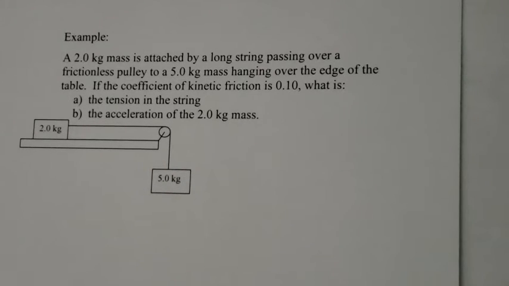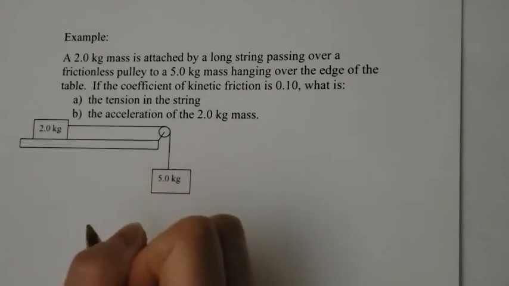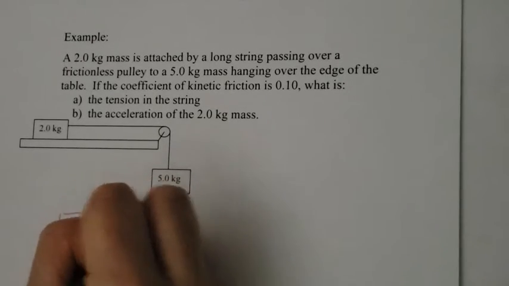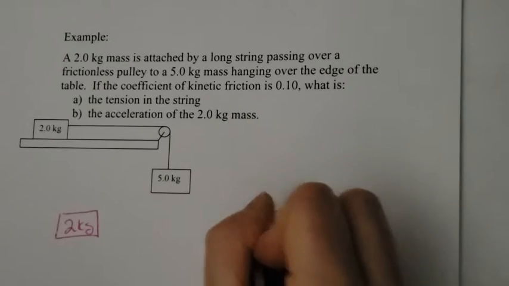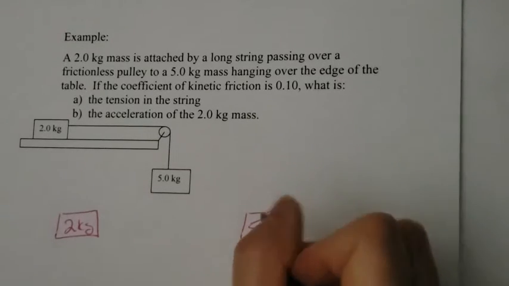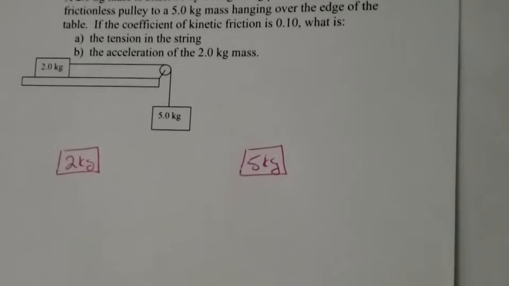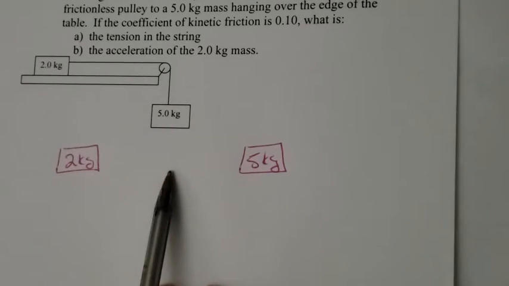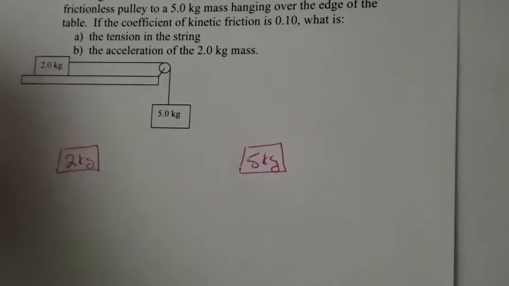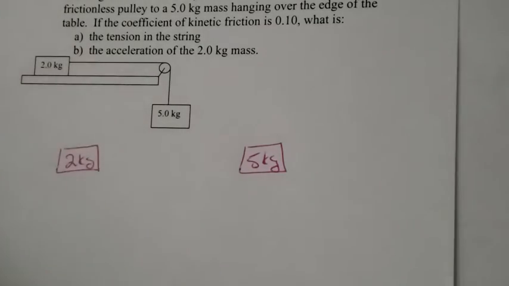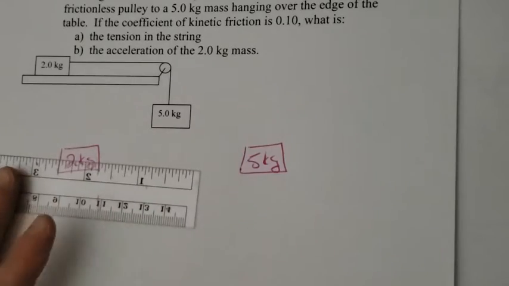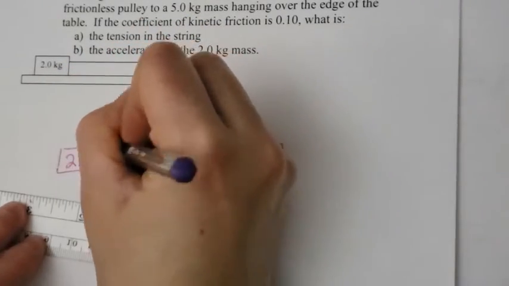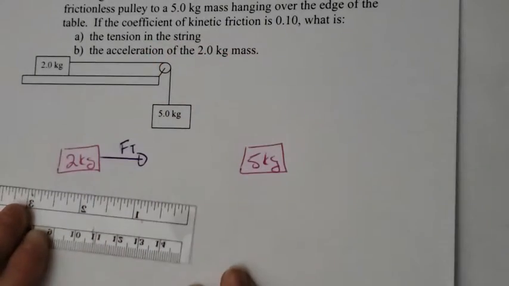The first thing you do is you always draw your free body diagram for each object. So the first one is a 2-kilogram mass, and the other one is a 5-kilogram mass. We're going to draw all our forces on here. So this object is moving to the side because of the string. So it's moving over because of the force of tension. So I'm going to draw that in. So I have force of tension going to the right. I don't know what that is.